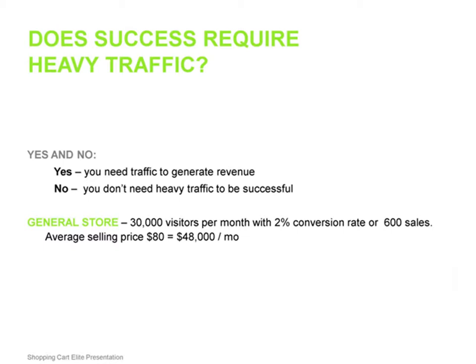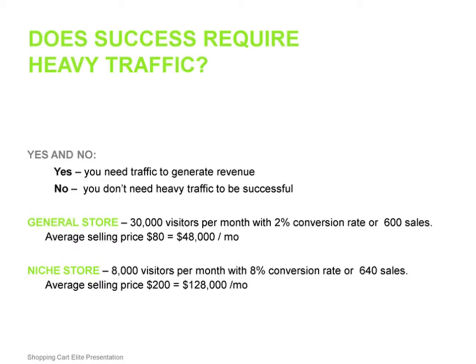At 600 sales per month and $80 per sale, a general automotive store will make $48,000 per month in gross revenue. On the other hand, if you have a niche store specializing in a specific car like Nissan Maxima or Honda Accord, you may get less traffic than the general store. However, this does not mean you will not achieve as much gross revenue.